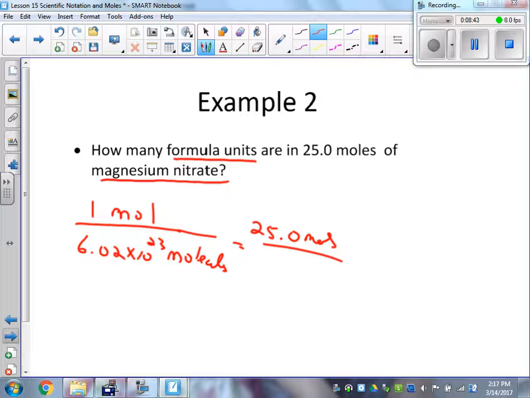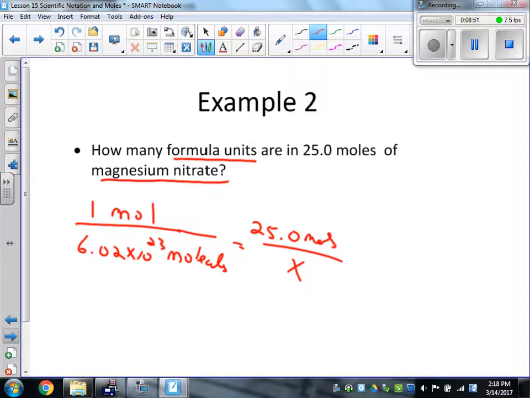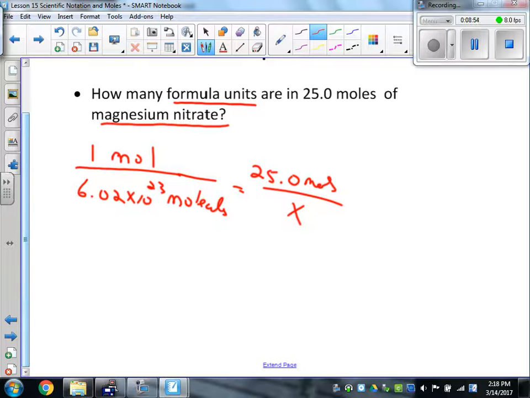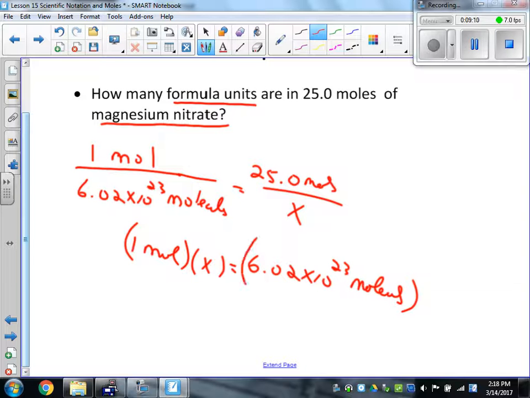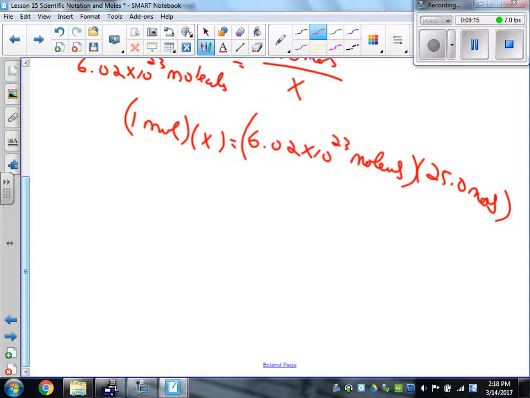Okay, anyway, cross multiply and solve, yeah? So moles, molecules, your answer will be molecules, right? Or formula units, okay? Cross multiply and solve. 1 mole times x, basically, or 1 times x, or x, yes, is 6.02 times 10 to the 23 molecules times 25 moles. And if you wanted to solve for x, of course, we would divide both sides by 1 mole, yes? Get x by itself.